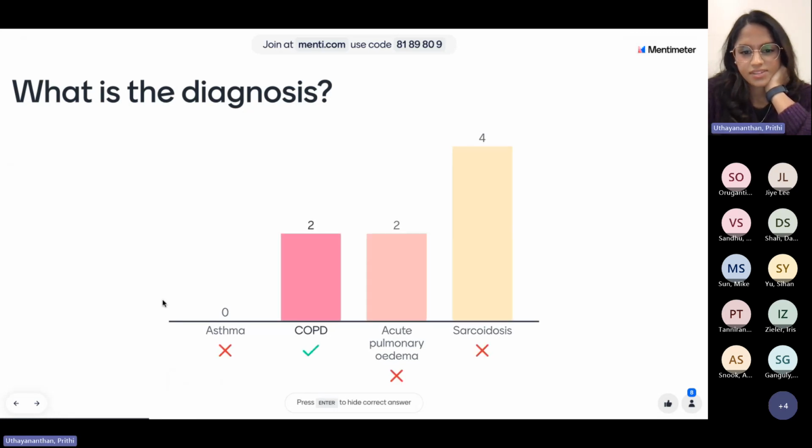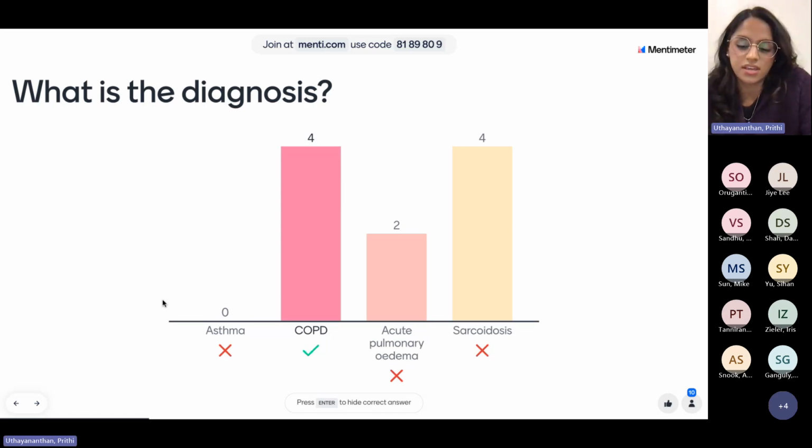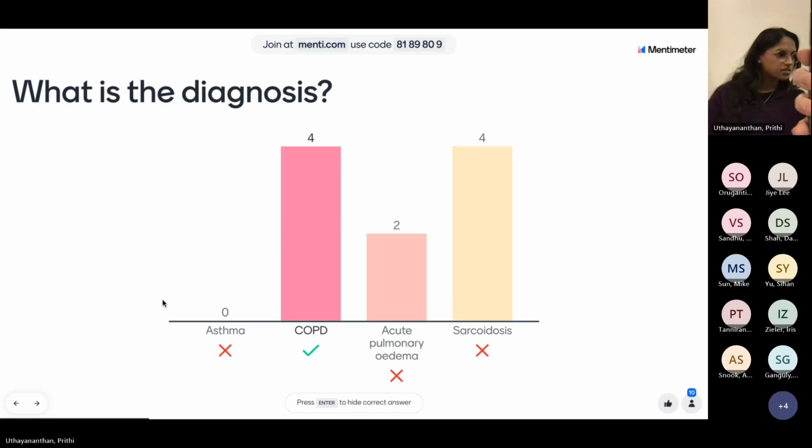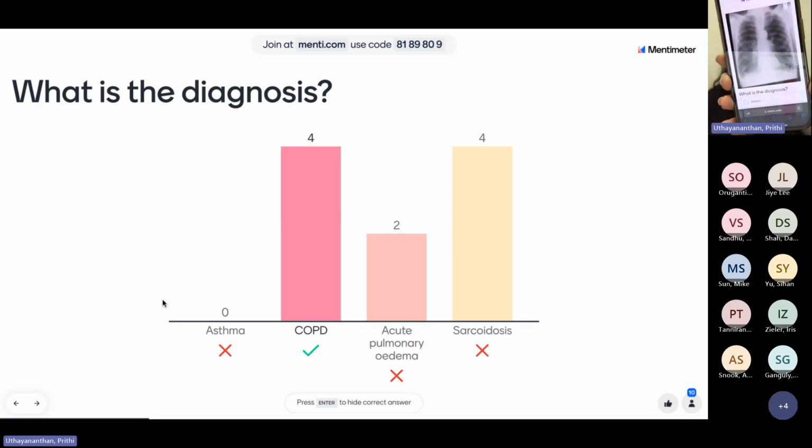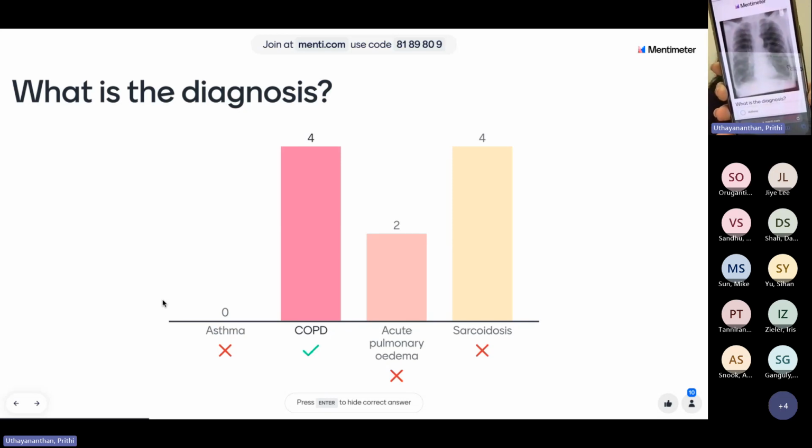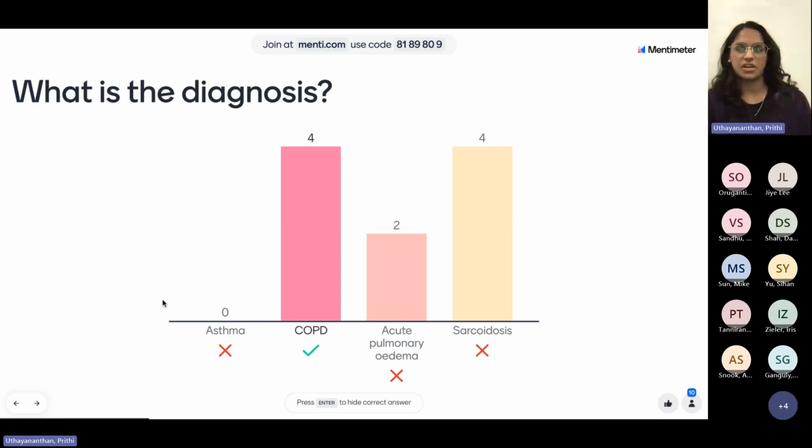Okay. So the answer is actually COPD. And the reason for this is that in the X-ray, you can see that the lungs just look a little bit hyperexpanded. And that often happens with patients with COPD. Yeah, I don't know if we can show you. So because the lungs are quite hyperexpanded, that's what happens when a patient has COPD for a while.